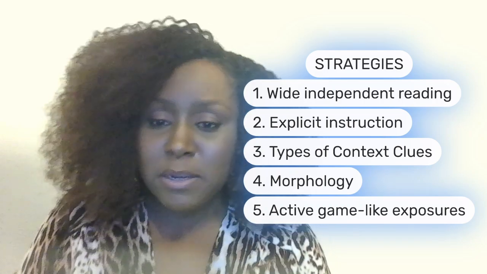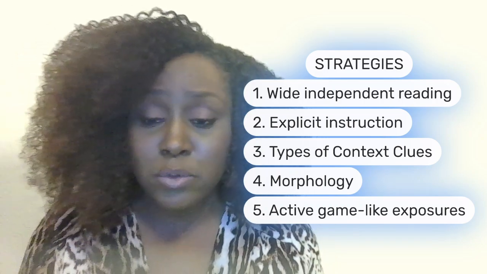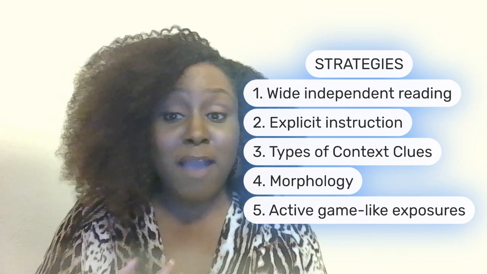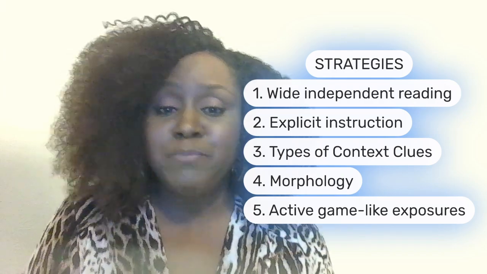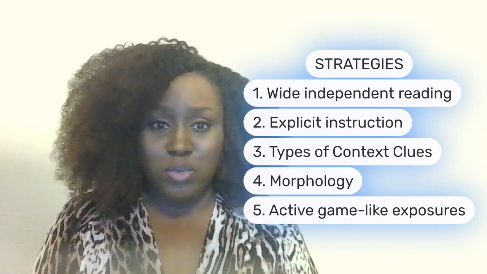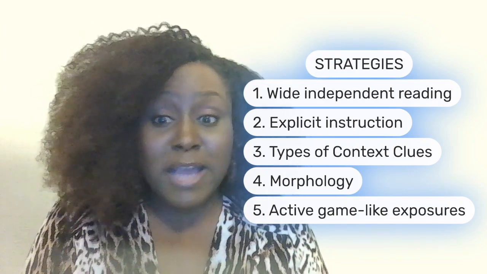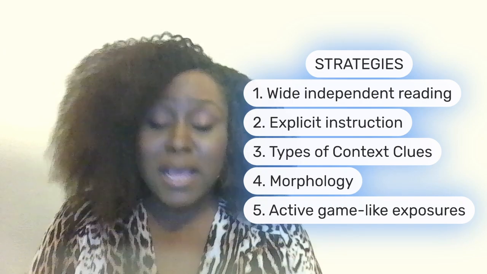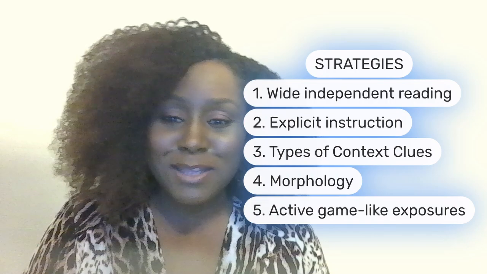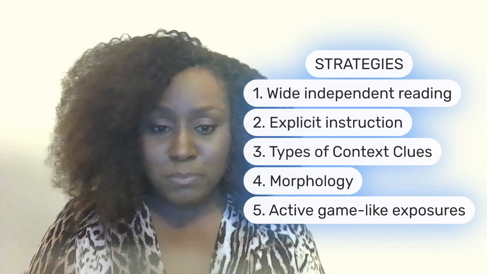So one is wide independent reading. Of course, the more text kids are reading, the more exposure they have to different words, and the more opportunities they have to pick up lots of unfamiliar words. Two is explicit instruction. So as teachers, we are going to have to instruct students in vocabulary. We're going to have to explicitly teach them some words, and we're also going to have to explicitly teach them how to go out and seek knowledge for themselves and learn new words on their own.